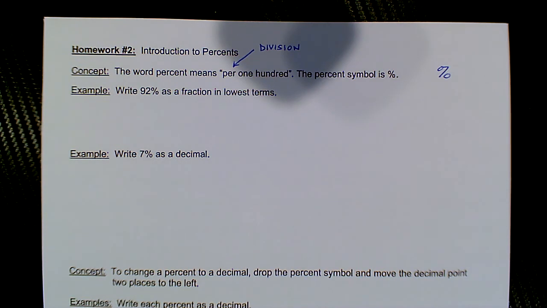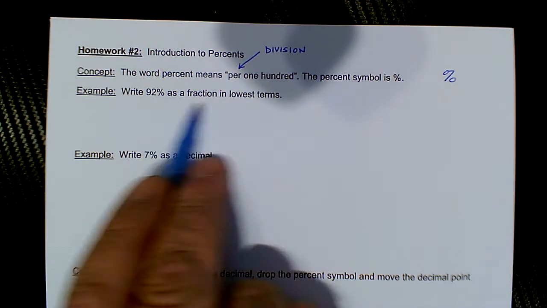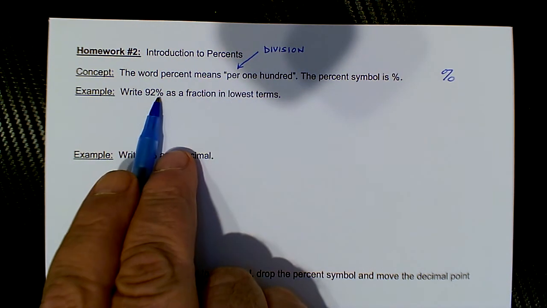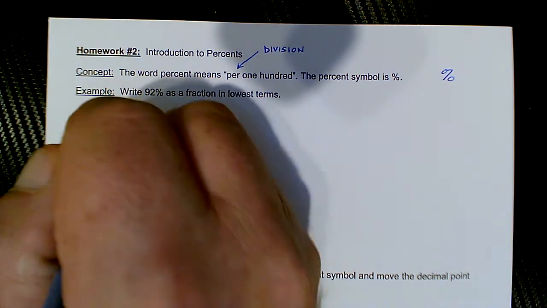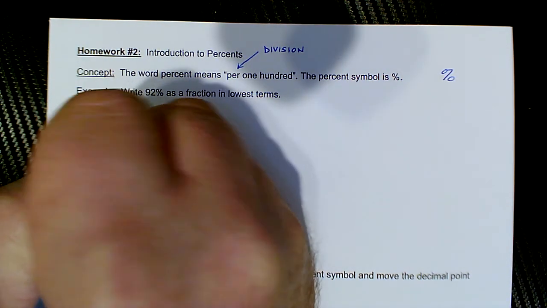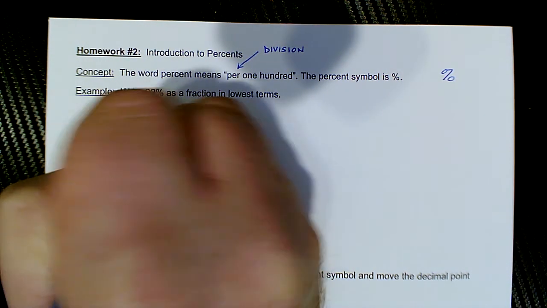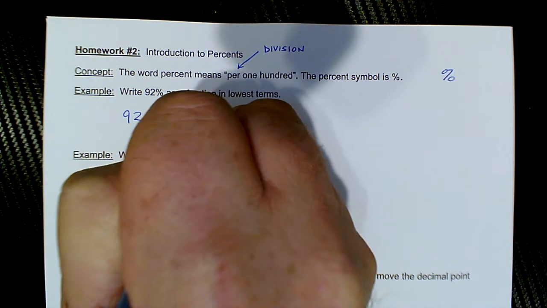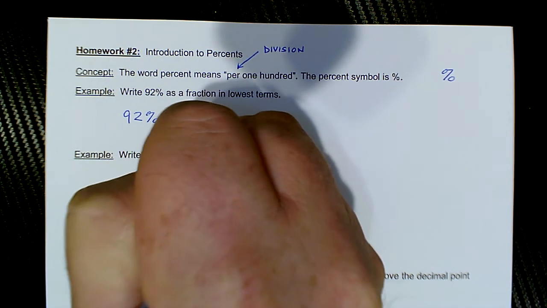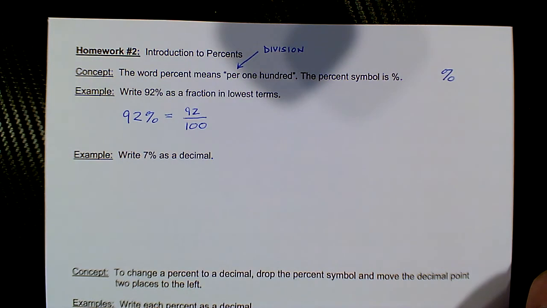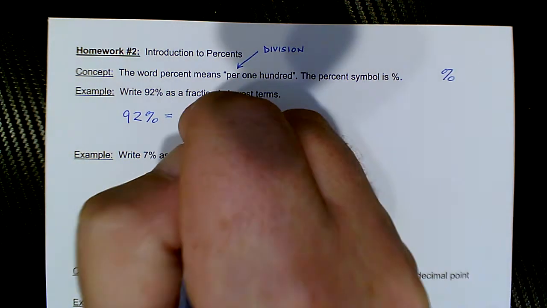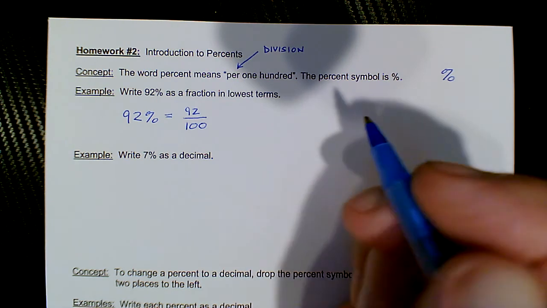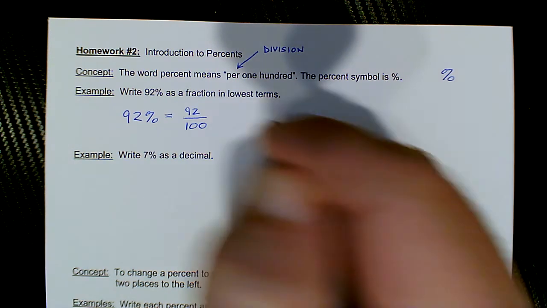But if we want to write 92% as a fraction in lowest terms, since the percent symbol means per 100 or divide by 100, we could say that 92% is equal to, dropping the percent symbol, 92 divided by 100. And then we could reduce the fraction. So to reduce the fraction, we want to pick a common factor. It doesn't have to be the greatest common factor.